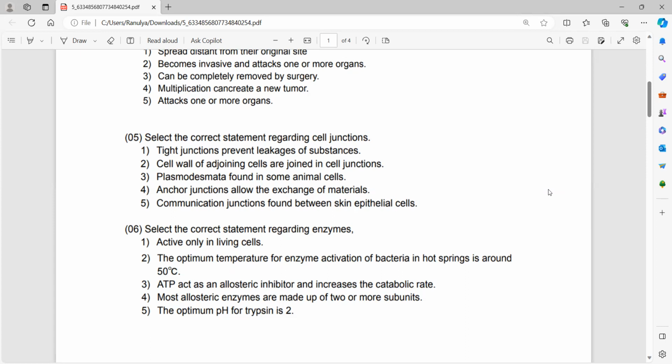Question number 6, select the correct statement regarding enzymes. Number 1, active only in living cells. Here they are asking for the correct statement. Active only in living cells? No. These enzymes are produced only in living cells. Number 2, the optimum temperature for enzyme activity of bacteria in a hot spring is around 50 degrees Celsius. No, in the resource book they have given it should be 70 degrees Celsius.